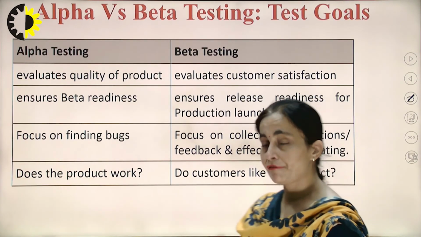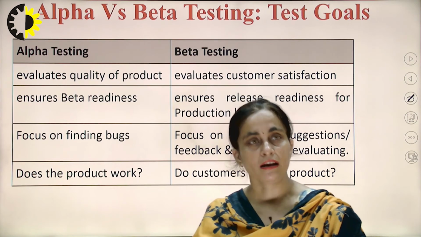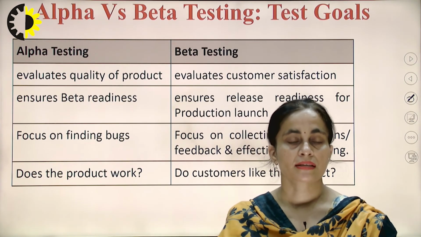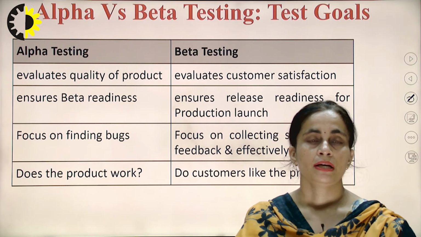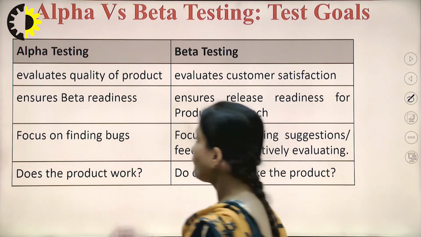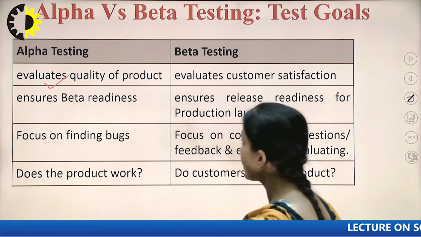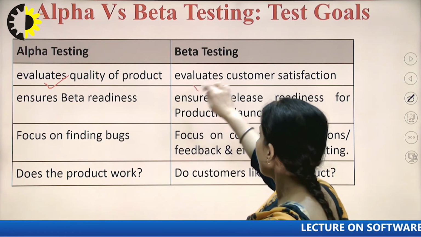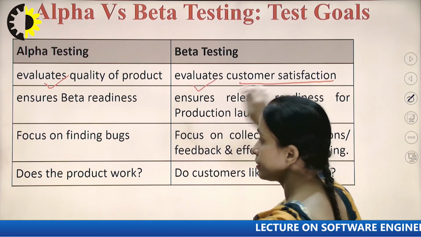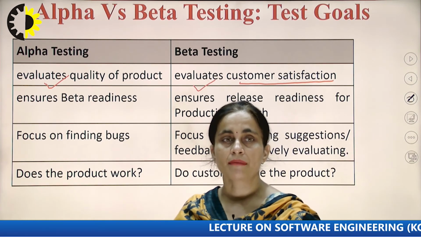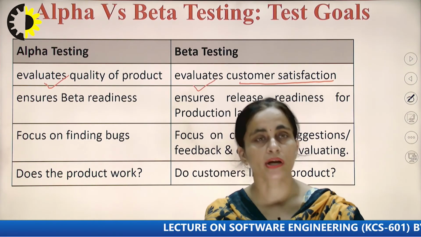So if we differentiate between alpha testing and beta testing, taking care of test goals, alpha testing evaluates the quality of the product, whereas beta testing evaluates customer satisfaction. Performing beta testing means having more customers.